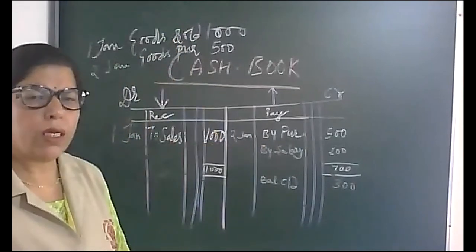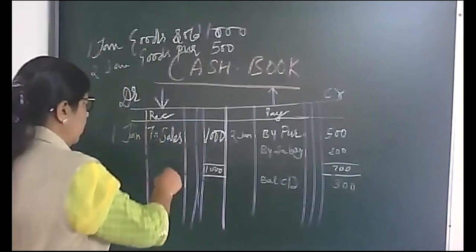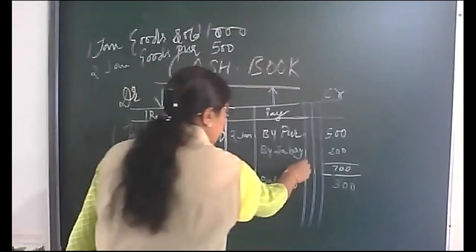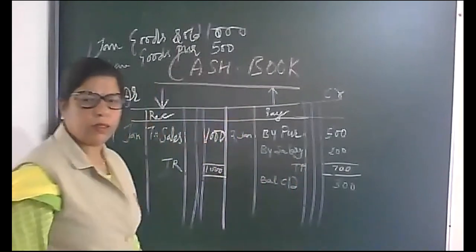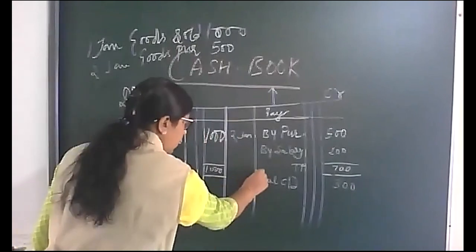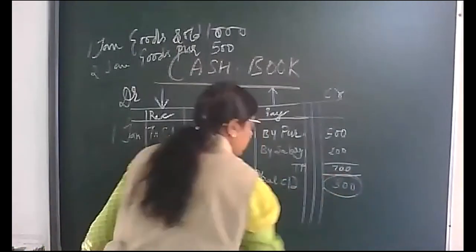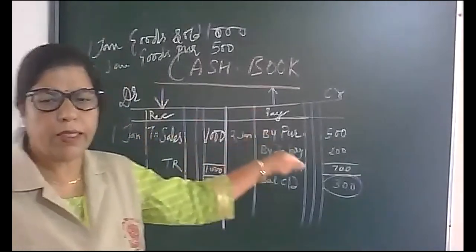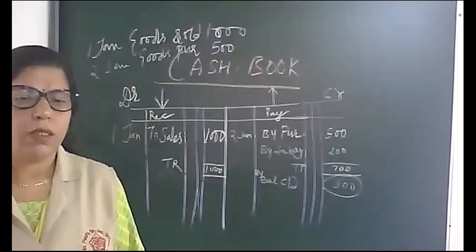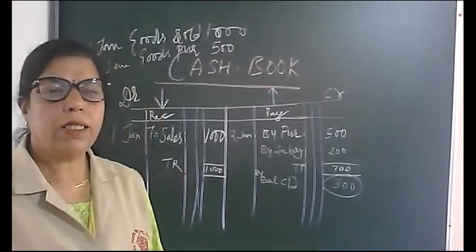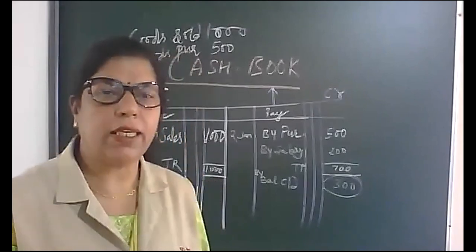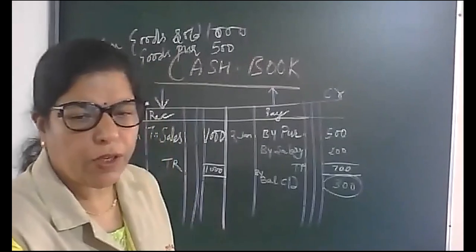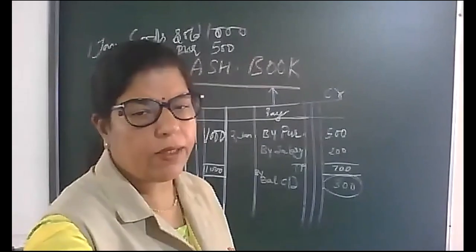Now, how to find out the balance? First, total receipts. Second, total payments. Then the balance. How can the businessman find out the balance? Debit minus credit. Balance c/d. In some books that is written c/f, carry forward. So by this way you can find out the balance of the cash book also.